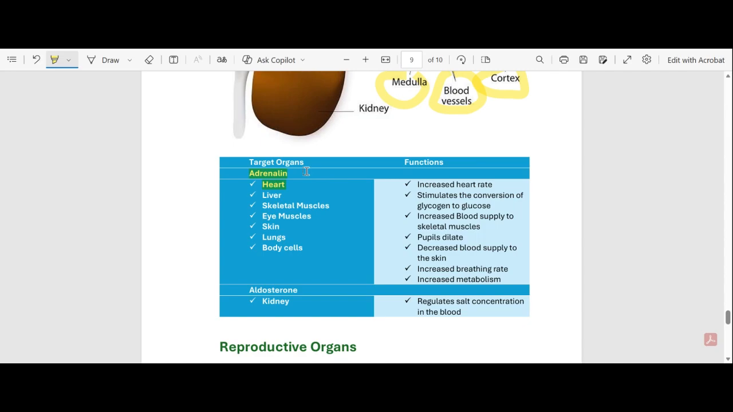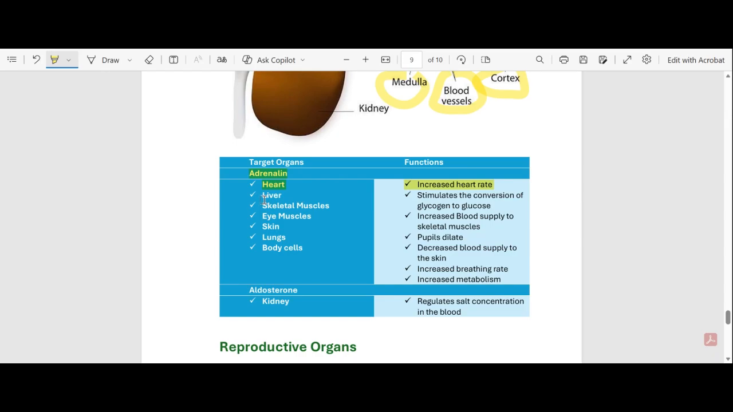Remember, adrenaline is a fight or flight hormone. When you get into instances whereby you're chased by a dog or you're fighting, or you're running away from something that terrifies you, your adrenal gland secretes adrenaline into the blood, and your adrenaline will go to various organs in the body. The first organ it goes to is your heart, and it increases your heart rate.